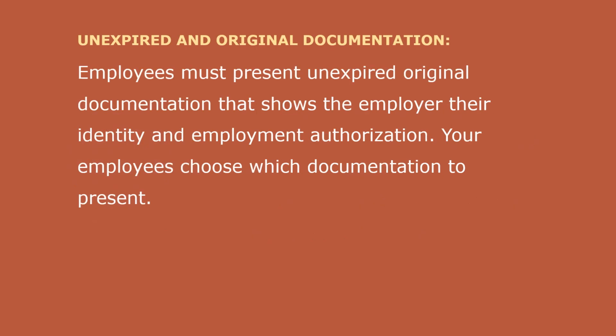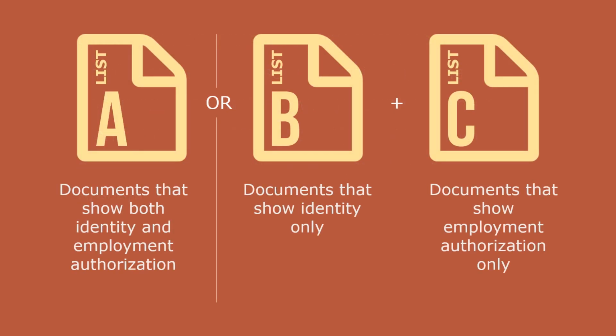Employees must present unexpired original documentation that shows their employer their identity and employment authorization. Your employees choose which documentation to present. Employees must present one document from List A or one document from List B in combination with one document from List C. List A contains documents that show both identity and employment authorization. List B documents show identity only. List C documents show employment authorization only.